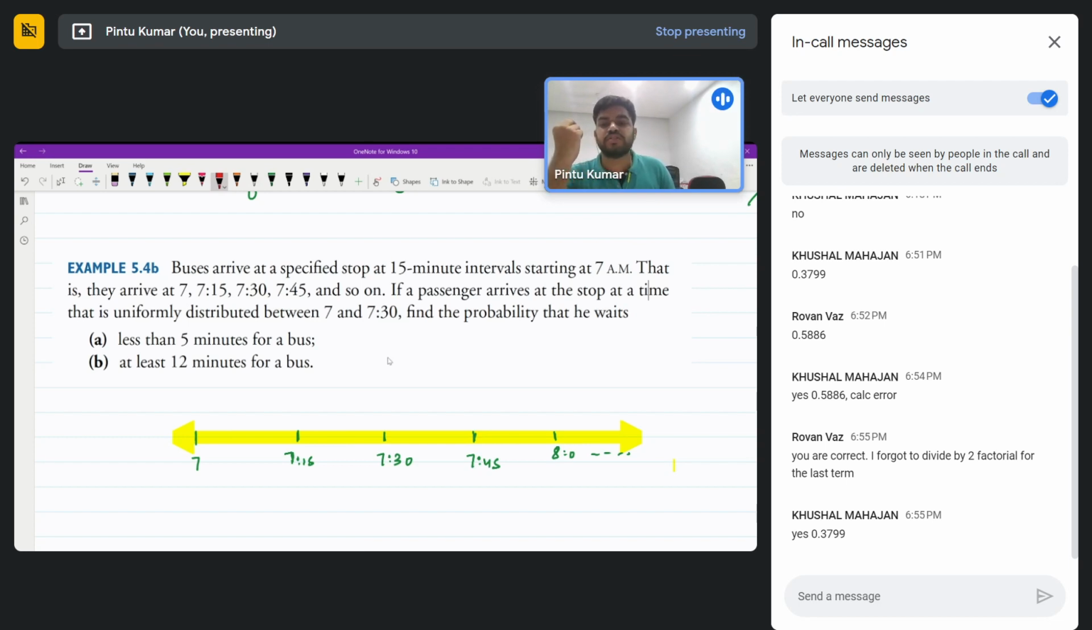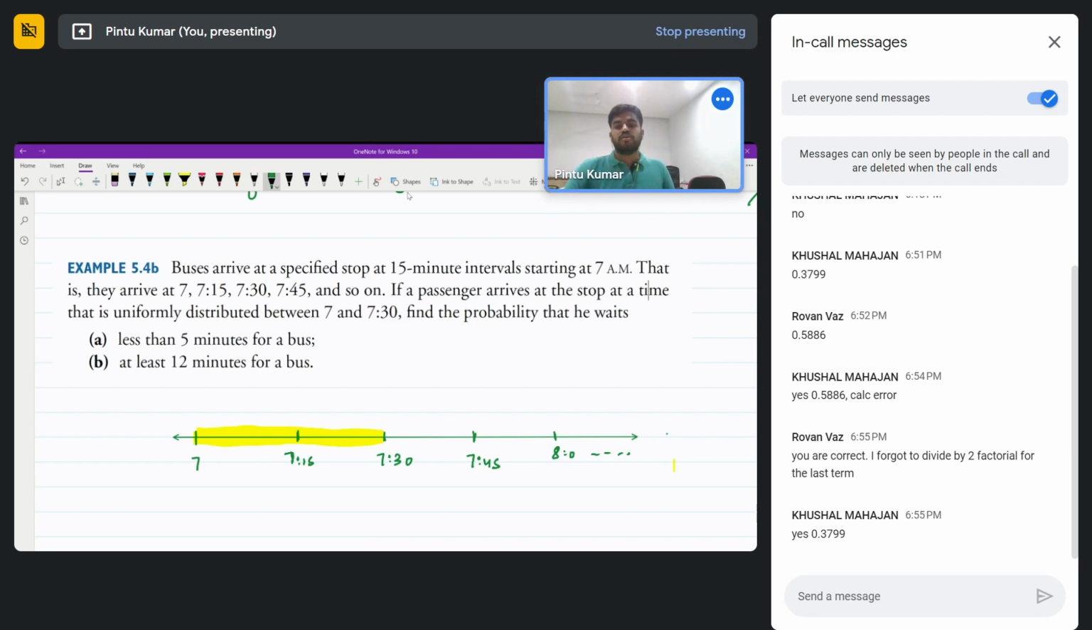So a passenger arrives uniformly between 7 a.m. to 7:30. This is our region. Okay. So find the probability that he waits less than 5 minutes for a bus.